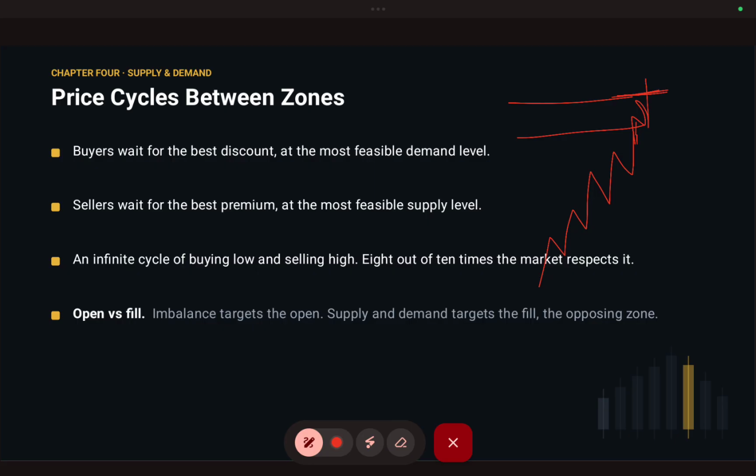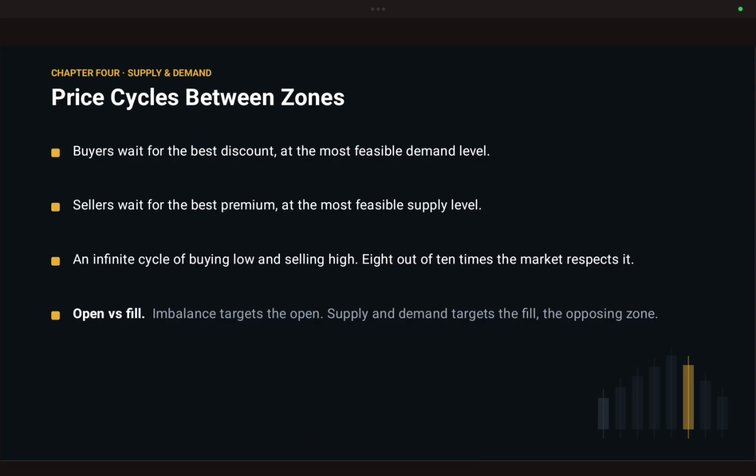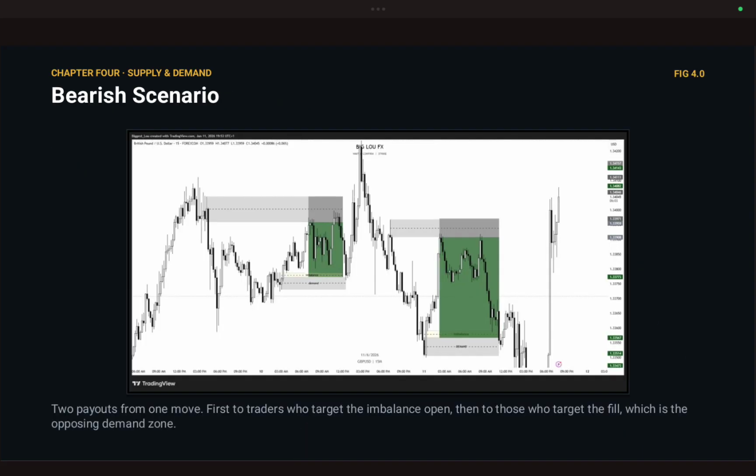In a bearish trade, you are targeting this first line if you are targeting imbalance open, but to target the opposing zone, which now is the demand zone, you are going to target to fill the imbalance and then come into this second line, okay, before you mitigate the opposing demand zone.